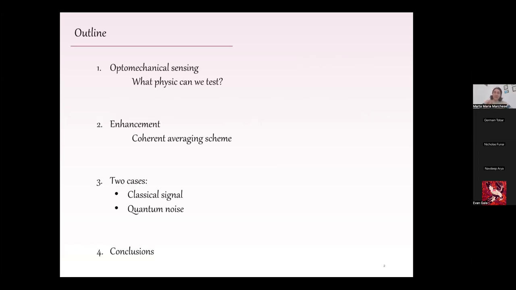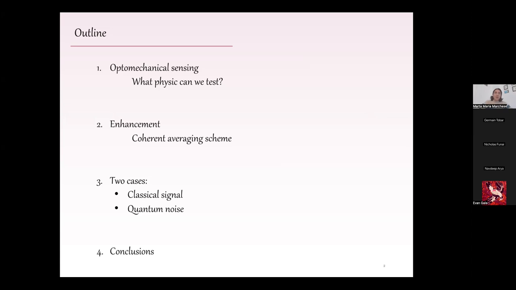So before I start, I just want to give you the outline of this talk. I want to divide it in four different parts. Initially, I want to present the setup. So I want to present a generic optomechanical system, and how this can be used for sensing application. And in particular, I think it will be good to start with some motivation in the sense of what can we test with these sensors. So I would like to discuss a bit of the physical effect that we aim to detect with the optomechanical platforms.